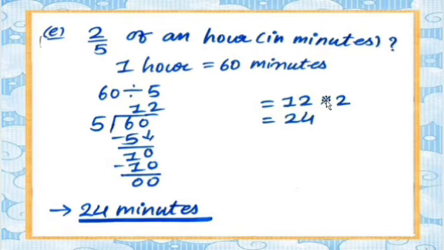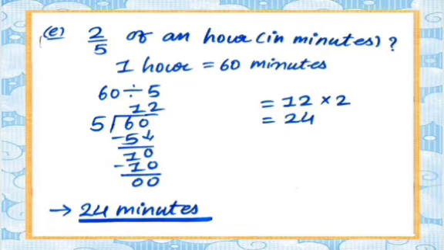And 12 multiplied by 2 is equal to 24. Means 12 ones are 12, 12 twos are 24. So the answer, when we have to write in minutes, is 24 minutes. Got my point, my dear students?